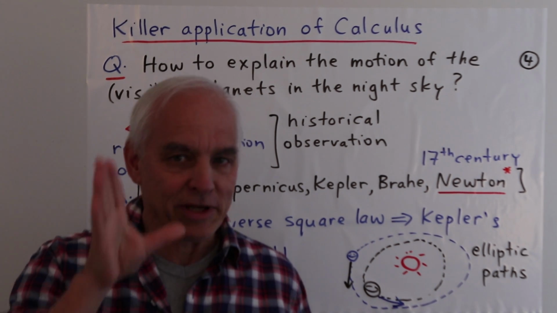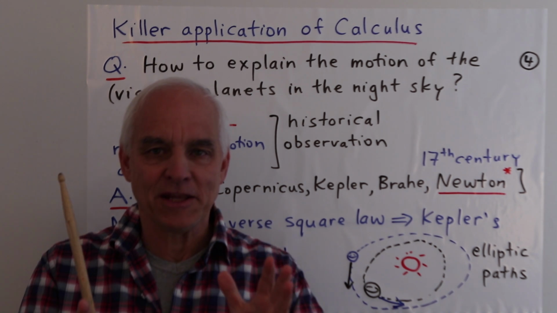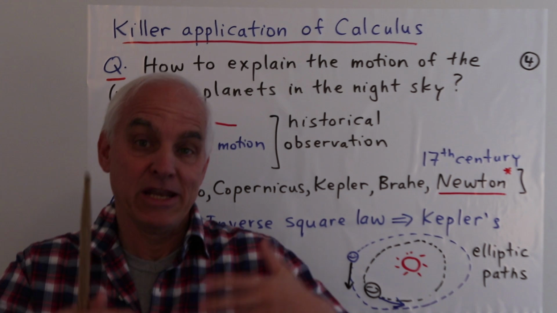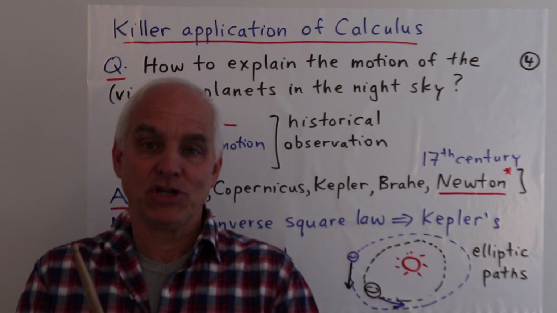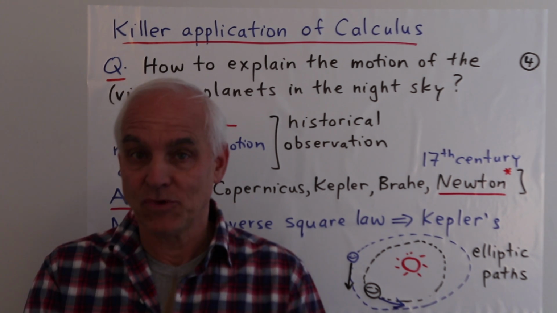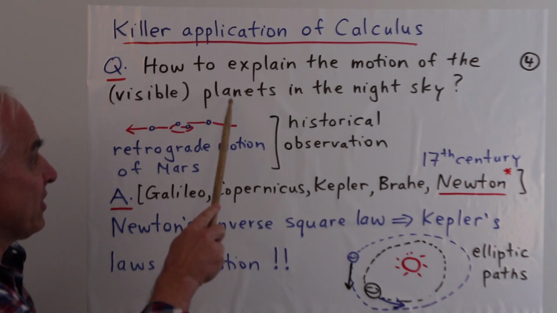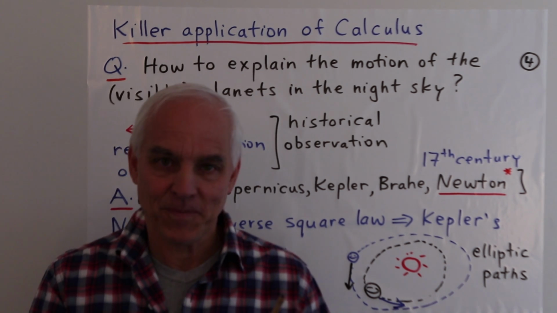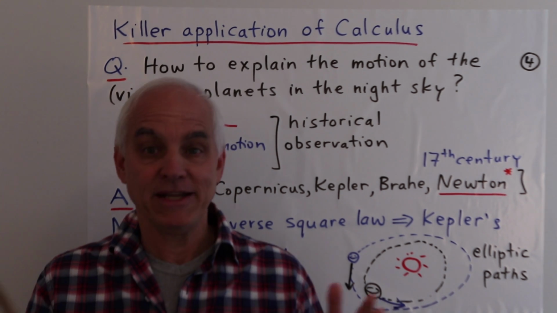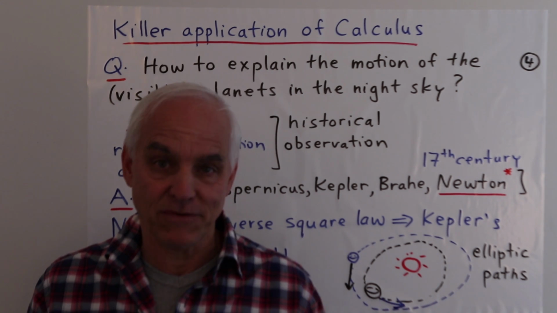Now, no preliminary discussion of the calculus is really complete unless you address the killer application of the calculus, which is really its initial application, the initial motivation that at least led Newton to the calculus, which is how to explain the motion of the visible planets in the night sky. This is a hugely important historical problem that many civilizations, in fact, have struggled with over hundreds, maybe even thousands of years.